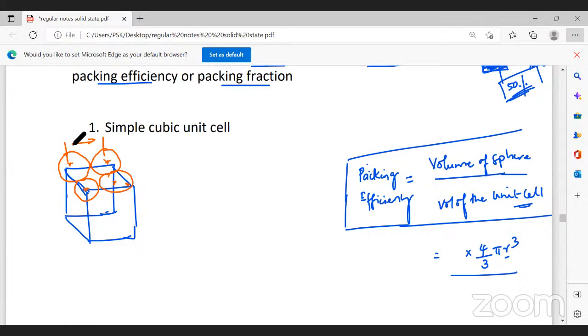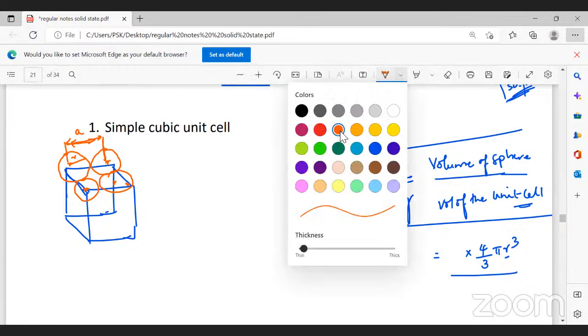Now this distance is called edge length, represented by letter A. And this distance is called radius, represented by R. These adjacent atoms are touching, so this complete length is called edge length, represented by letter A, and the radius is represented by small letter r. Is it clear? Yes, sir. You understand what is edge length and what is the radius?